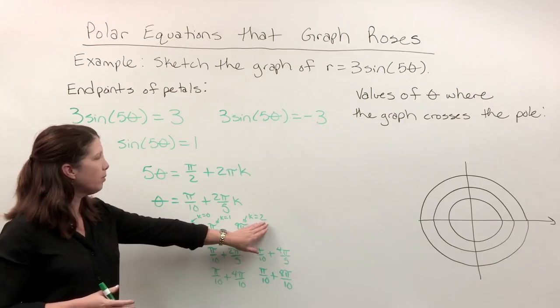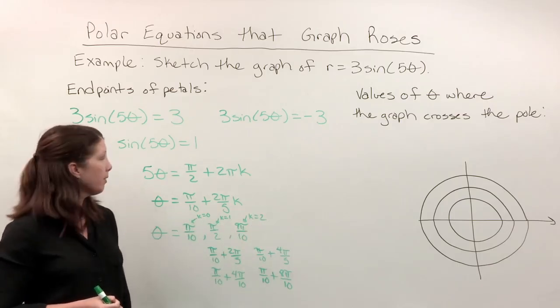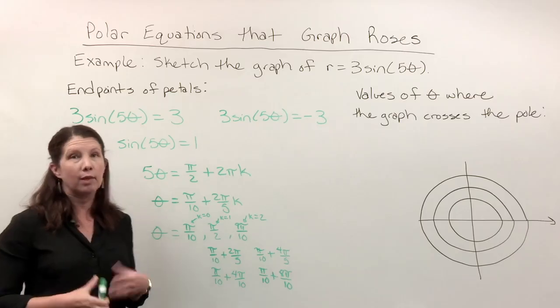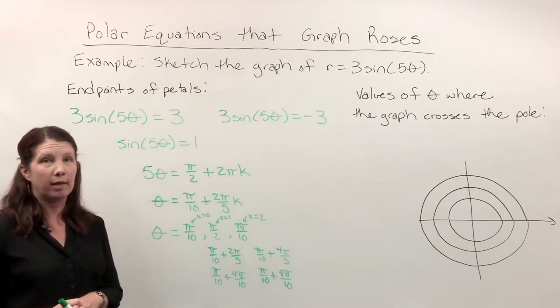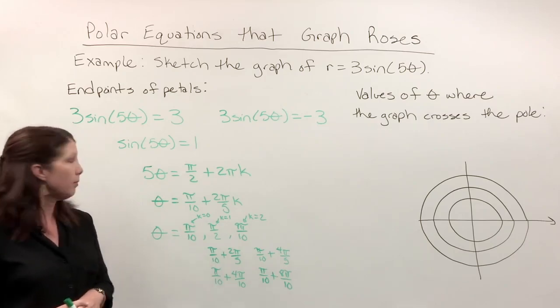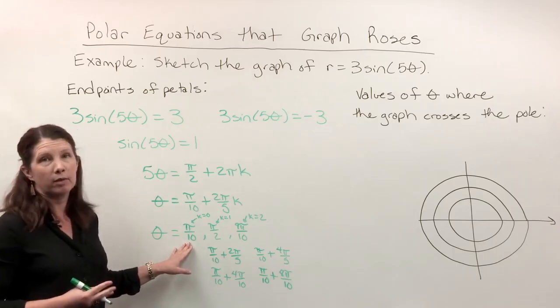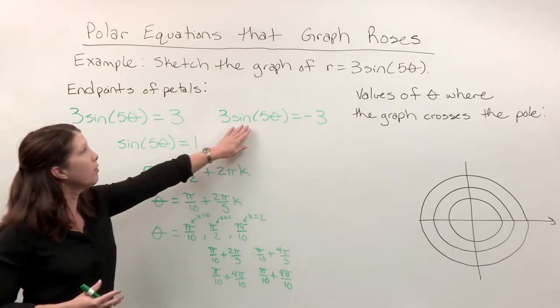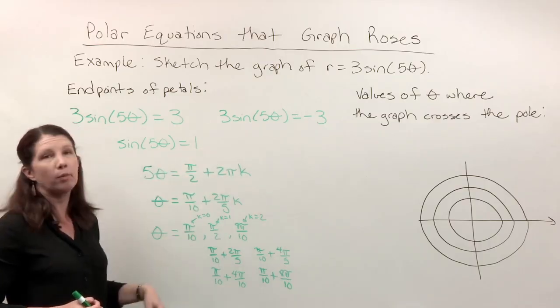Therefore, I can stop substituting in values here because if I substituted in 3 for k, I would get a value that exceeds pi. If you're not sure, then you can continue substituting in values, but once you get a value that exceeds pi, you stop. So I now have endpoints for 3 petals, but remember that we have 5 petals. So to get the other 2, I will need to solve this equation for theta using this same process.